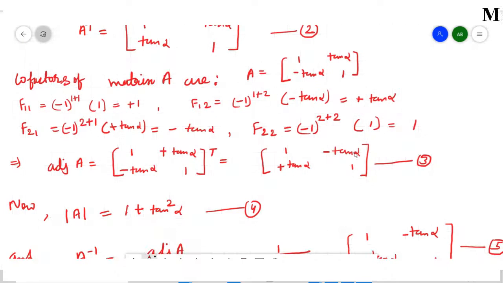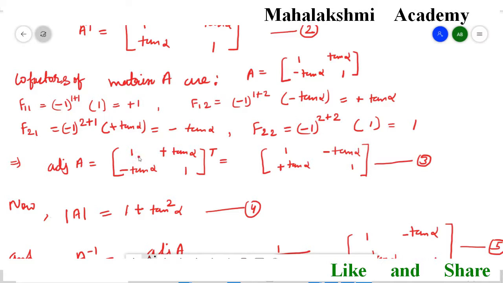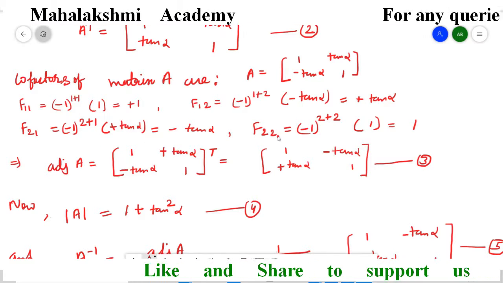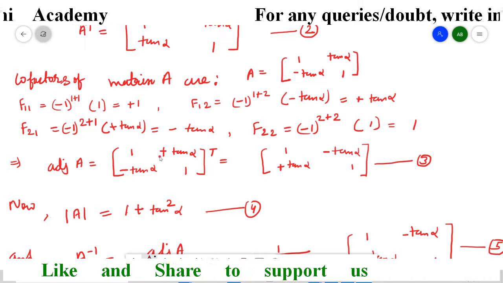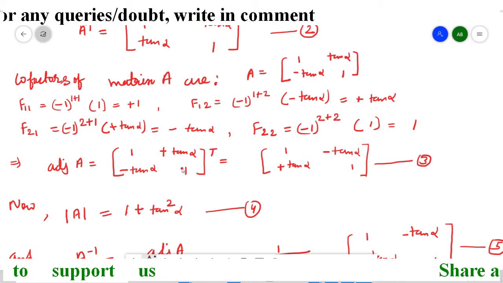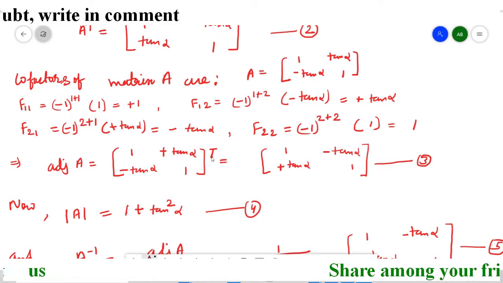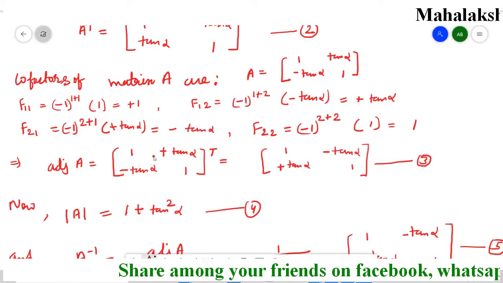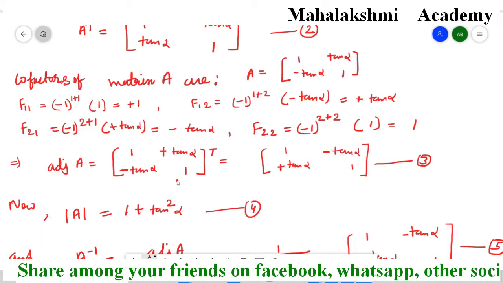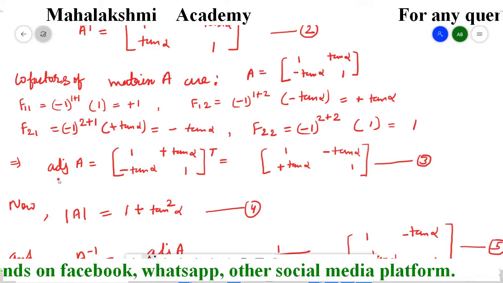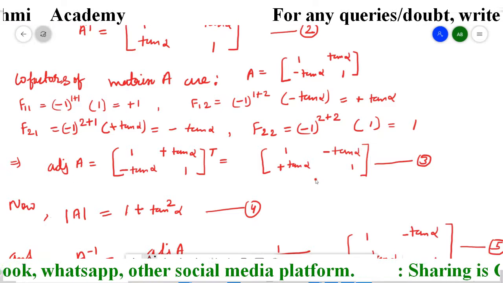Now to find the adjoint of matrix A, this is F11, this one is F12, this one is F21 and this one is F22. All these cofactors just write down at the proper places, and then after writing the cofactors we have to take its transpose. Transpose is very necessary. So the first row converts to the first column and the second row converts to the second column. So we got the adjoint of matrix A.